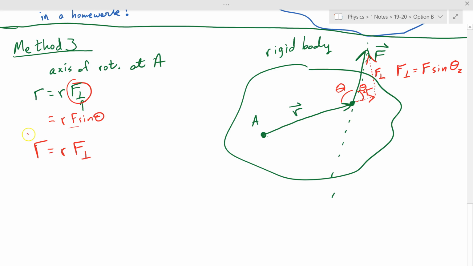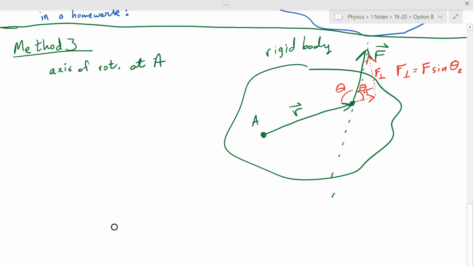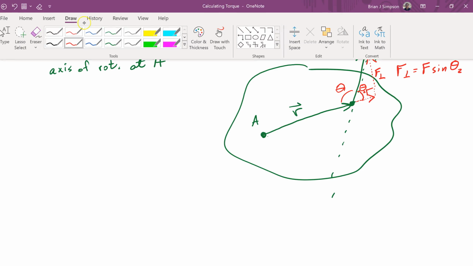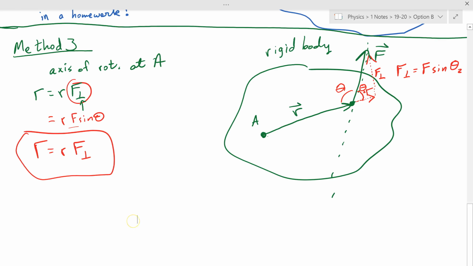But if you're using this method, you really don't even need to think about angles. You just pick the part of the force that's perpendicular to the position vector. And that's it.